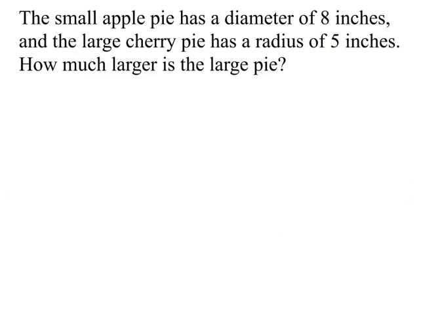So let's go ahead and look at an example. The small apple pie has a diameter of 8 inches, and the large cherry pie has a radius of 5 inches. How much larger is the large pie? So we've got to find the area of, let's start with the apple pie. What will that be? Pi times what? 4. Pi times 4 squared.